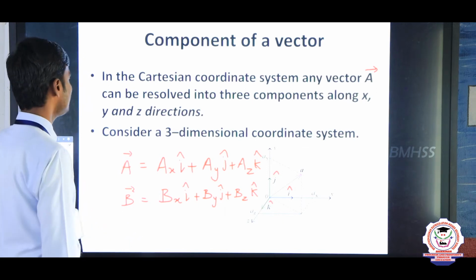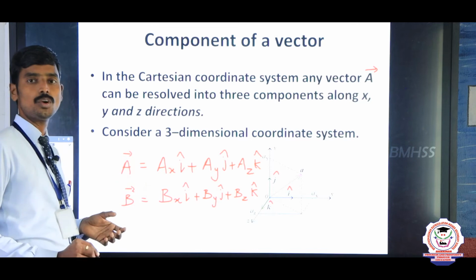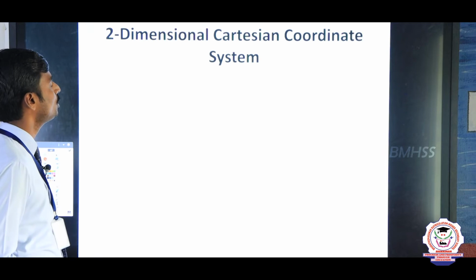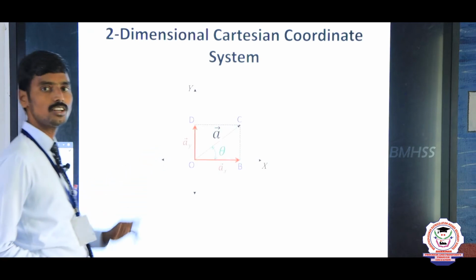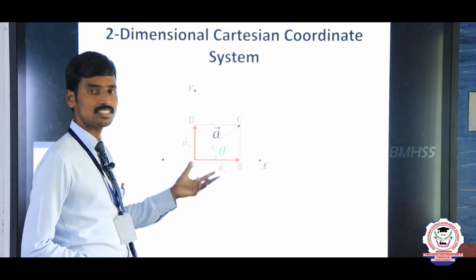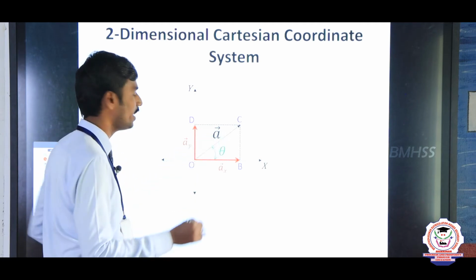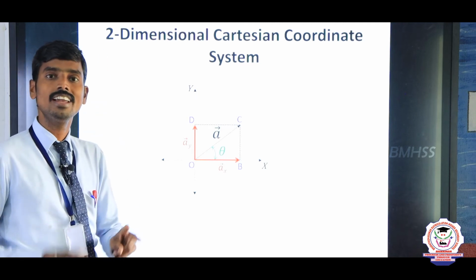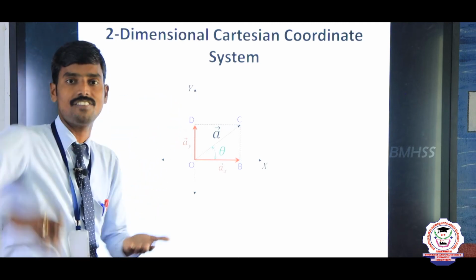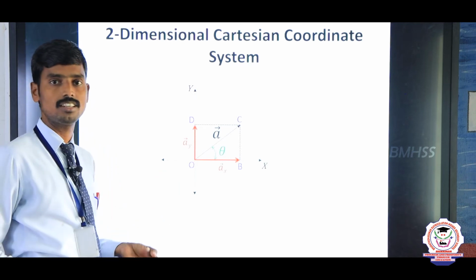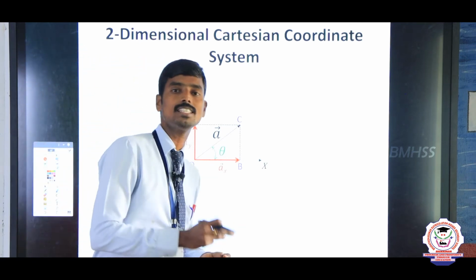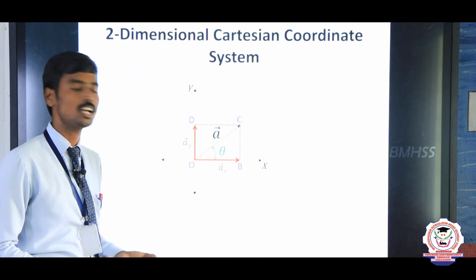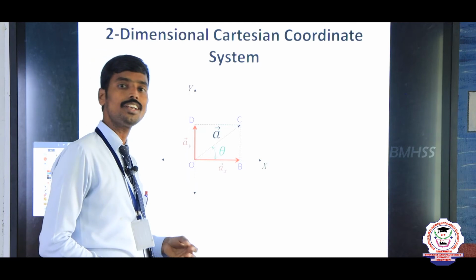Next one is the two dimensional Cartesian coordinate system. See this two dimensional Cartesian coordinate system. Here we take a vector only. Any vector, a vector, b vector, c vector, covers two dimensions only, the x and y coordinates. Any vector covering two directions, x and y, is called a two dimensional Cartesian coordinate system.